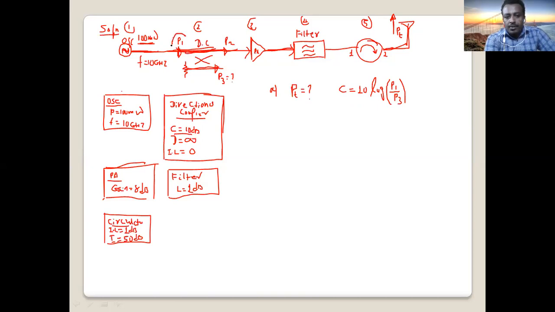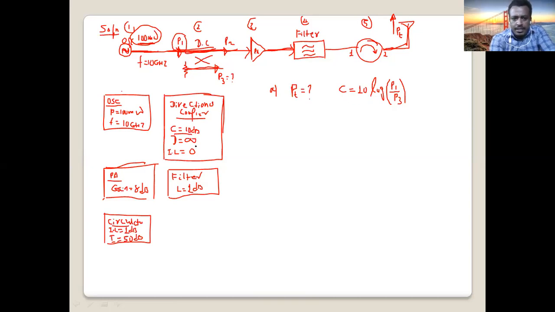P1 is given now. How much is P1? Signal comes from the oscillator side. 100 milliwatt power comes from the oscillator side connected to port number 1, P1 input power. This P1 is divided into 2, P2 and P3. So let's calculate P3. How to calculate P3? We get it from what? From coupling C. Directional coupler C indicates how much power is coupled.